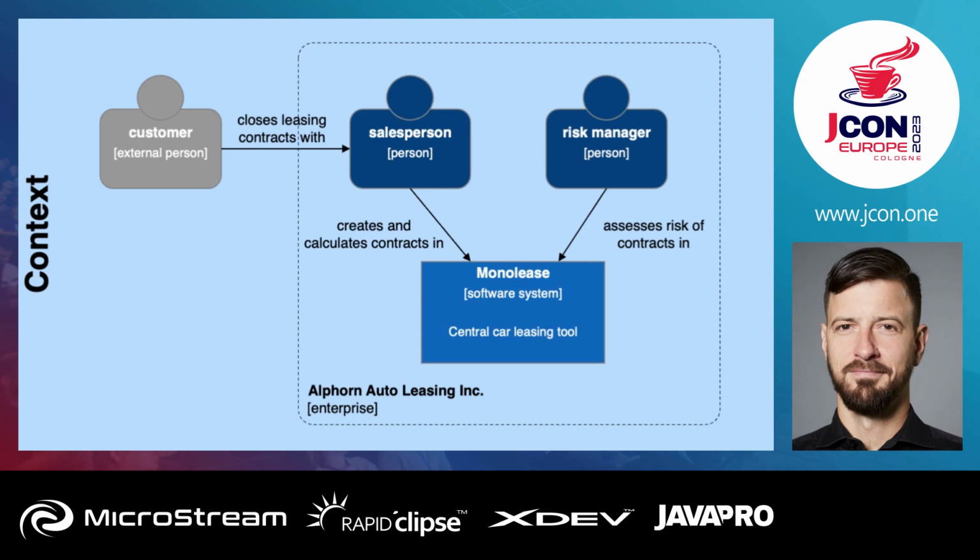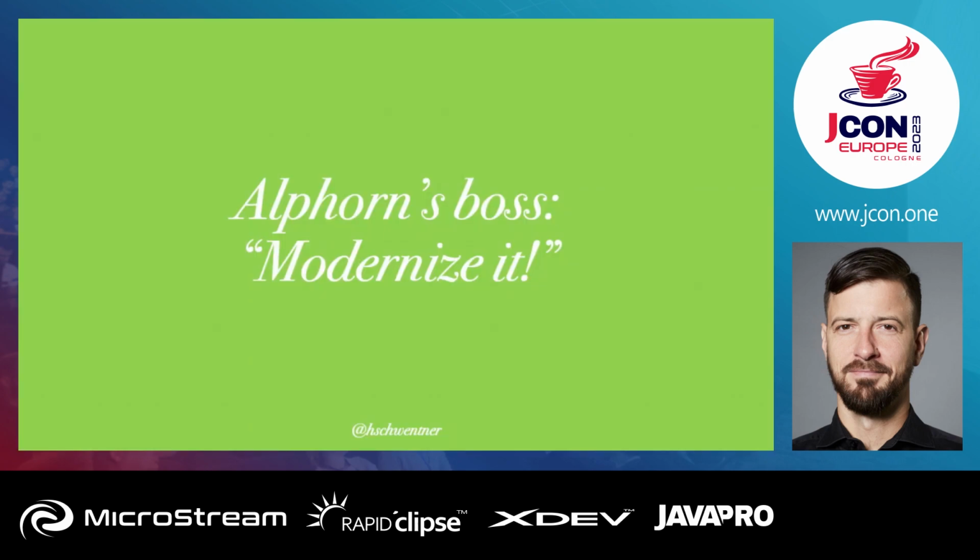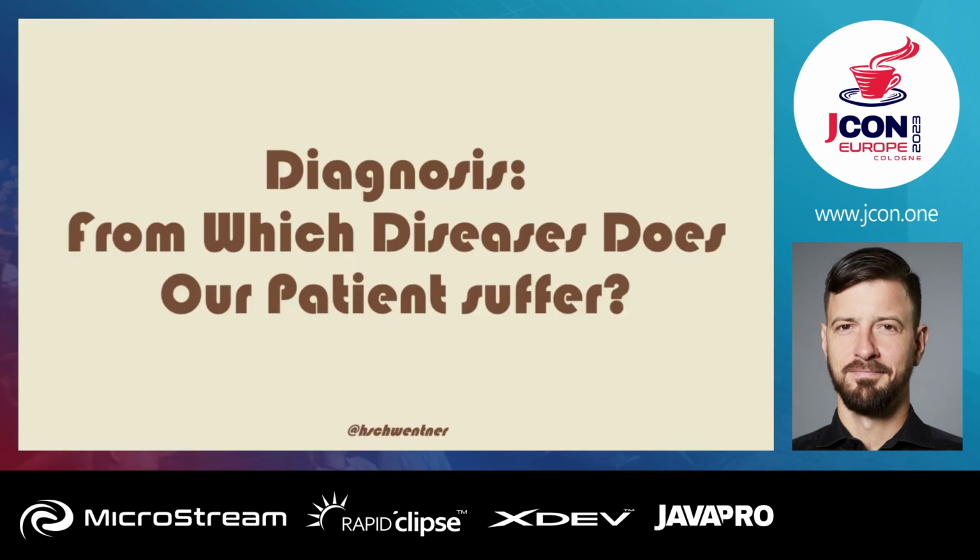And Monolith is an old system, so Alphorn's boss says, well, this doesn't fit our needs anymore. We need to modernize it, because I read a blog entry about that. And well, the IT department goes on and says, well, what to do about it? How can we modernize it? And they do a smart thing. They hire a consultant, and the consultant tells them, well, the first thing we have to do is we have to understand what's wrong with our system.